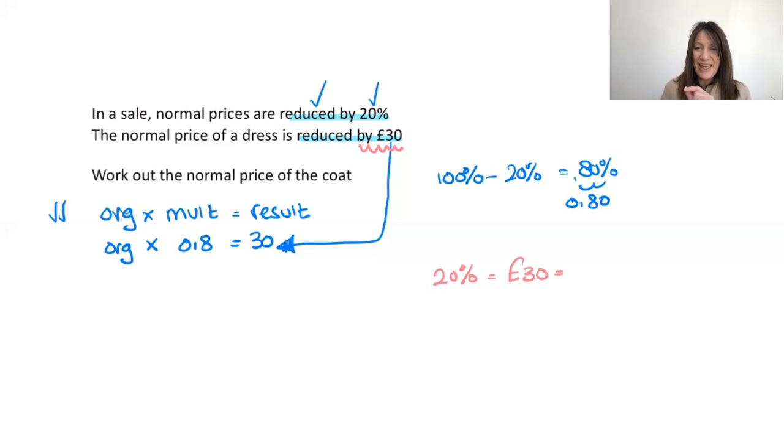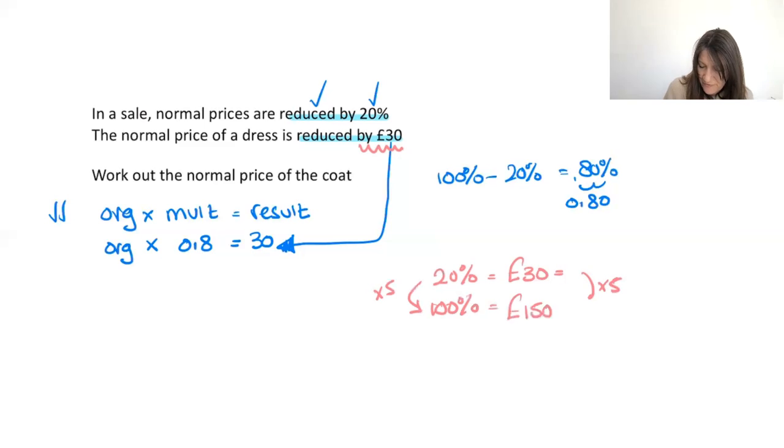I hope you can. And I know it's mean of me, I do know that, but this is so important because this is exactly what happens in the exams, and it's good to be exposed to it and feel it as we're going. If I want to know what the normal price was, then I want to know what 100% of the dress is. To get 20 to 100, I times by 5, do the same thing on that side, and 100% is £150.